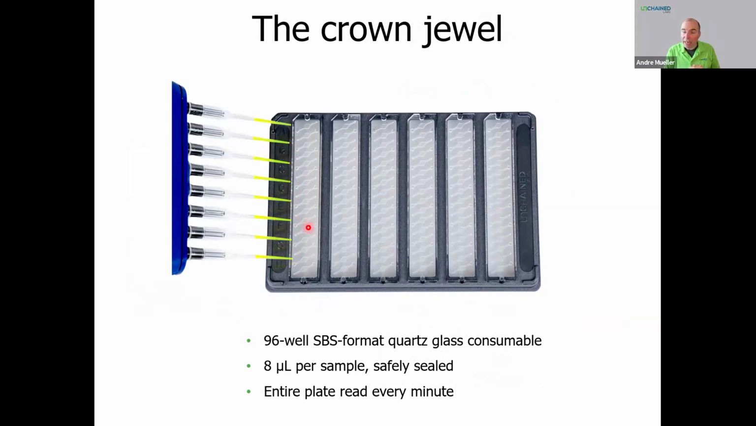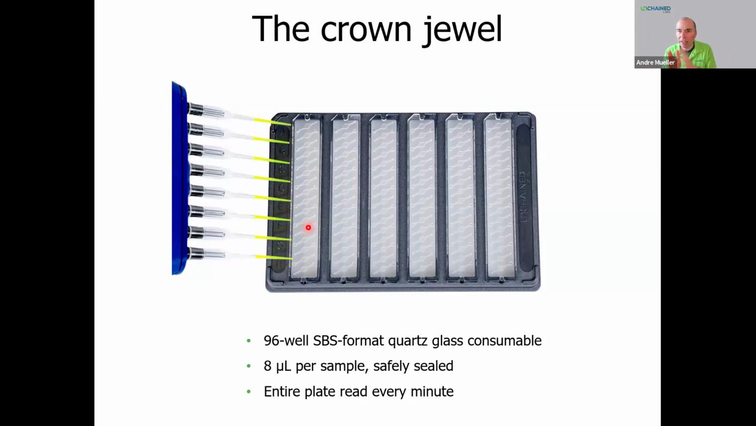The sample is pipetted in there, flows in really easily. You can do this manually with a single channel pipette, or you can use the multi-channel pipette. You can also use a pipetting robot, of course, to load your samples. And then when the sample is in there, we seal it. That way, the sample stays in the well, even in a temperature gradient, and contaminants stay out of the well. No worries about that. And then again, of course, the entire plate can be read every minute.